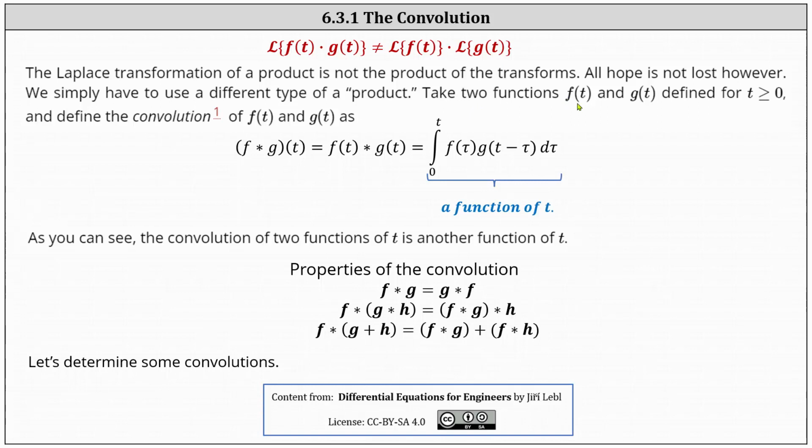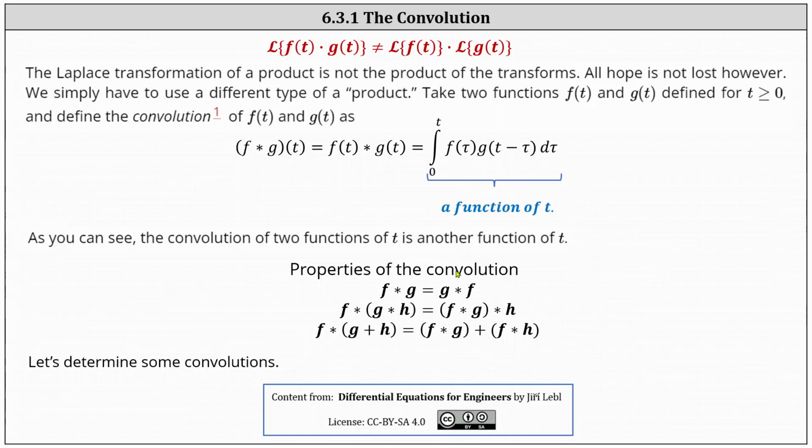Take two functions f of t and g of t, defined for t greater than or equal to 0, and define the convolution of f of t and g of t as shown below. On the left, we have the notation used for the convolution of f of t and g of t. It can be written either of these two ways using the asterisk. And the convolution of f of t and g of t is equal to the integral from 0 to t of f of tau times g of the quantity t minus tau d tau. As we can see, the convolution of two functions of t is another function of t because the limits of integration are from 0 to t.